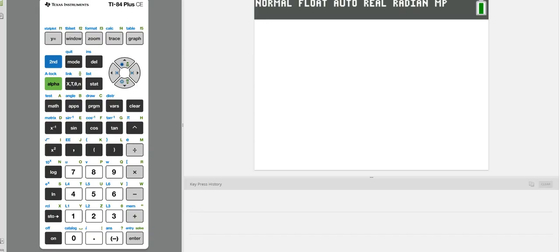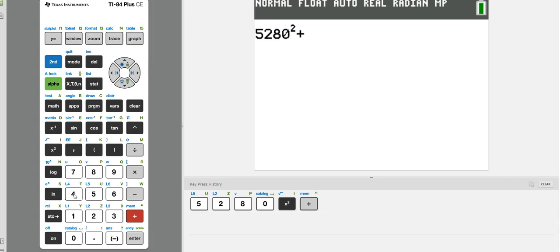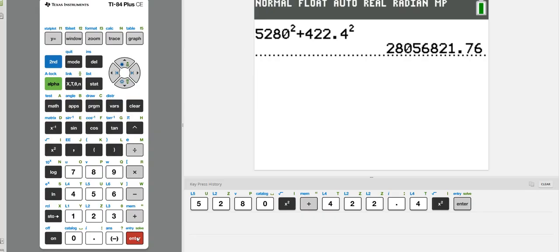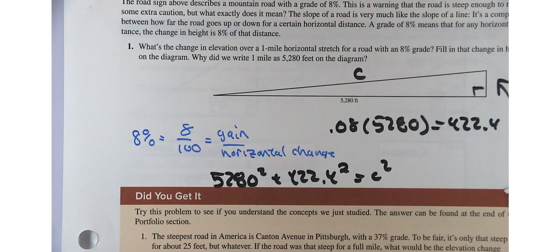So looking good there. Now to plug this one into your calculator most efficiently, open it up and type in the number 5,280, and then just hit the square key. That's midway down on the left. So 5,280 squared plus 422.4 squared. And again, hit the square key. And let's just hit the enter key after that. You get a really big number. Okay, great. But keep in mind that that's equal to c squared.